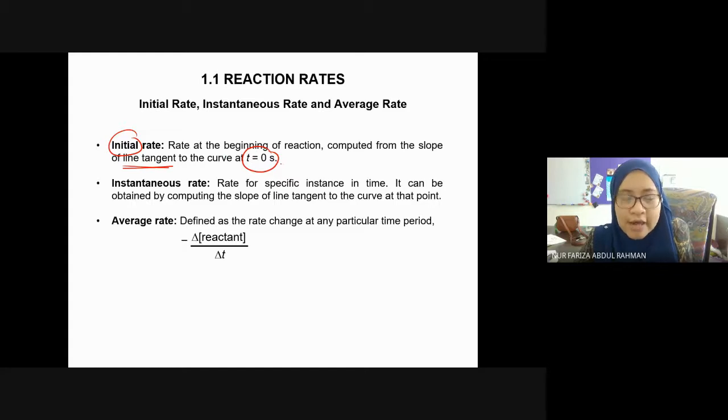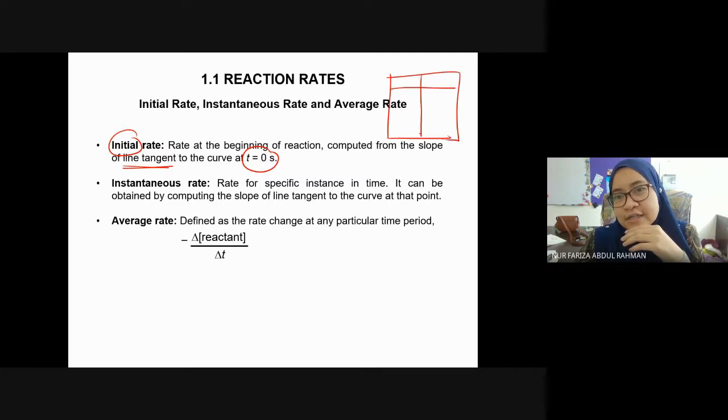What you have to do is, you will be given a set of data, like the question just now. They give you concentration and time. From this data, you are required to construct a graph. You can construct the graph first, and then from the graph, you will be asked to find the initial rate, instantaneous rate, and also average rate. Understand? Okay, alright.